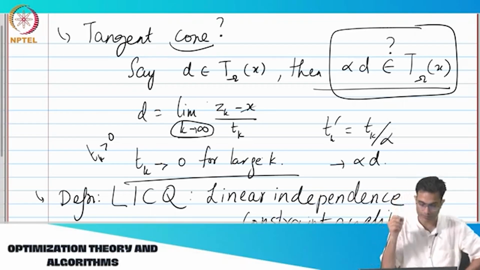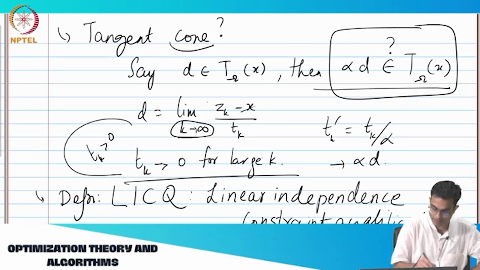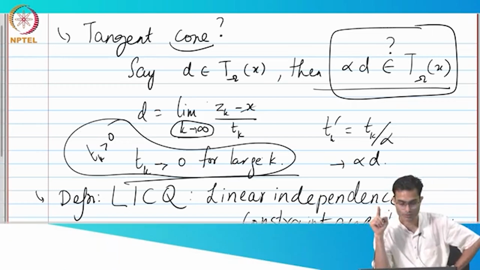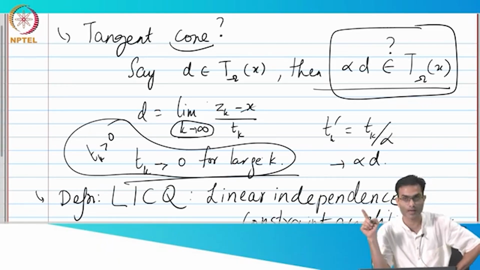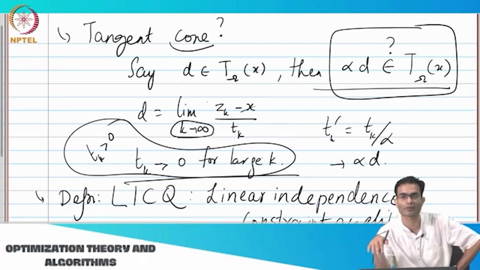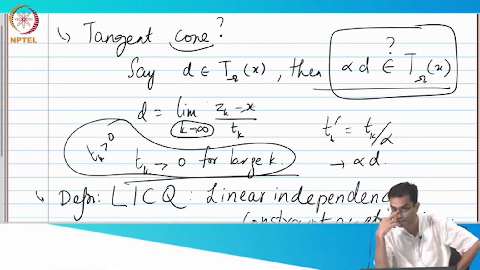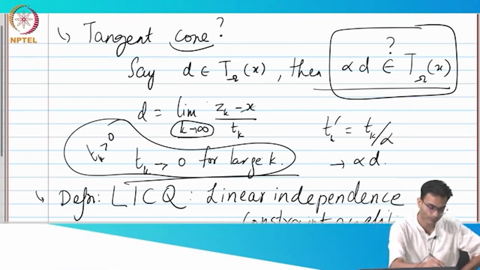Right, but keep in mind one thing. When I choose Tk, I have these two properties that Tk should satisfy. Tk should tend to 0 for large values of k, and Tk should be positive. So I cannot choose a negative Tk. At that point I would stop and flip the sign. Okay, so then I don't run into that issue. Is that clear to everyone?